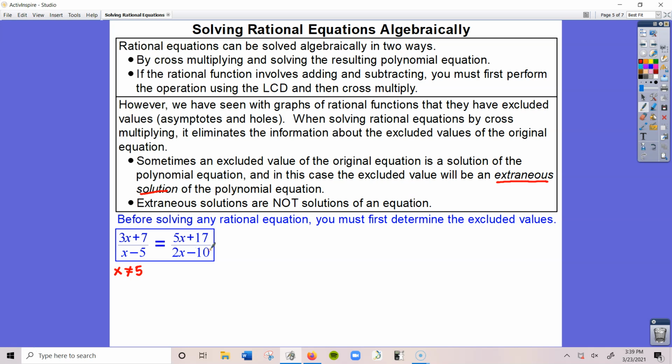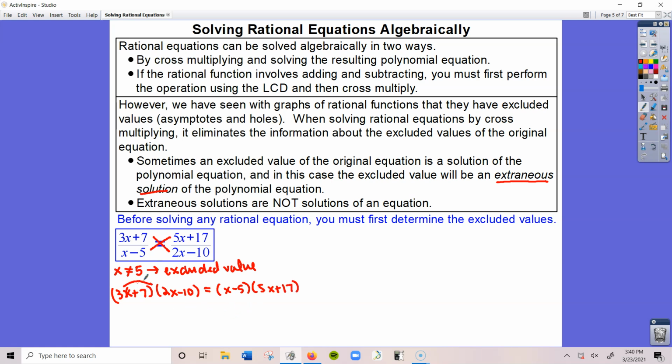And with 2x minus 10, if you do the same thing, we would have to add the 10 and divide by 2, meaning that x cannot equal 5 is the same excluded value for this part of the rational equation. So this is our excluded value. Now what we're going to do is solve by cross multiplying. So we multiply 3x plus 7 with 2x minus 10. And this is going to equal x minus 5 times 5x plus 17.